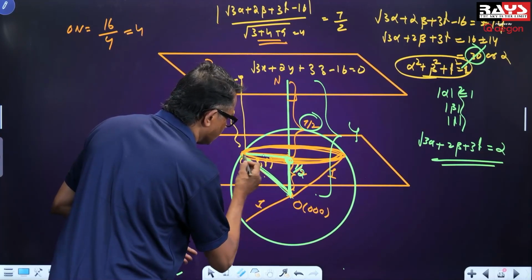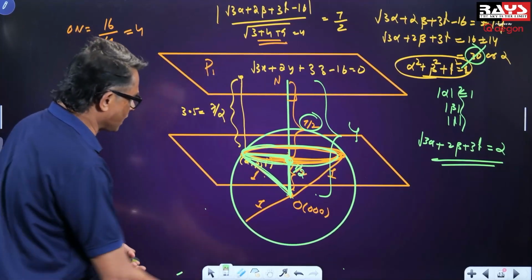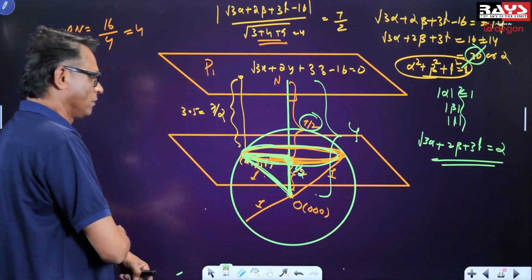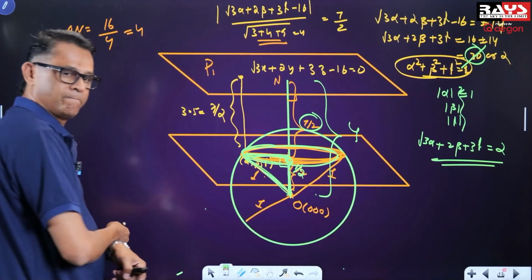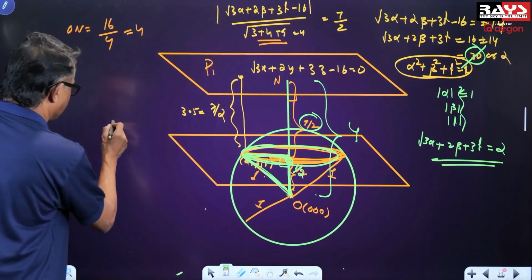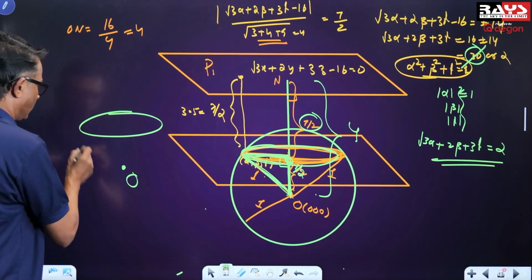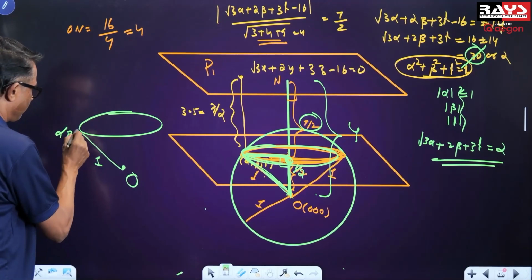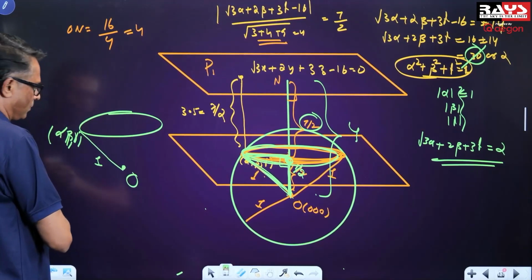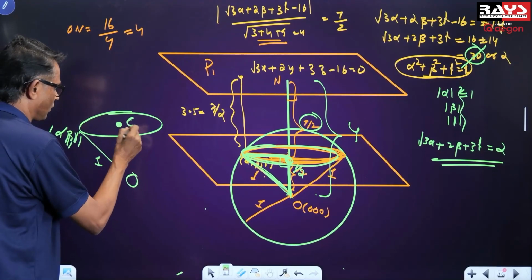So here, this is the radius of this circle. This is the circle. So the radius of that circle we can find out. How? Because this is 90 degree. It will be drawing it over here. This is the origin, and this is 1. This is alpha, beta, gamma, any point on that sphere. And this is the center of the circle.